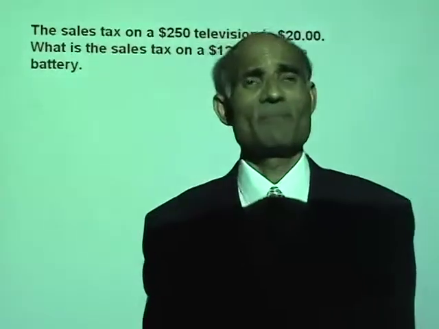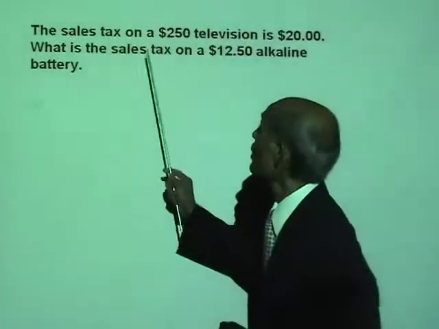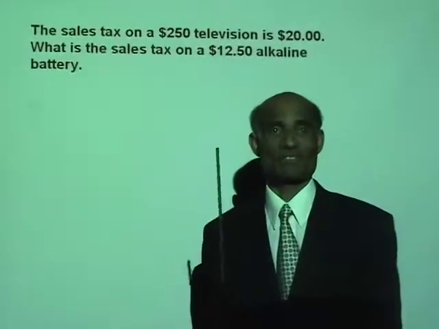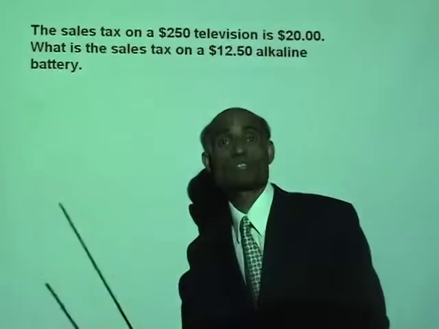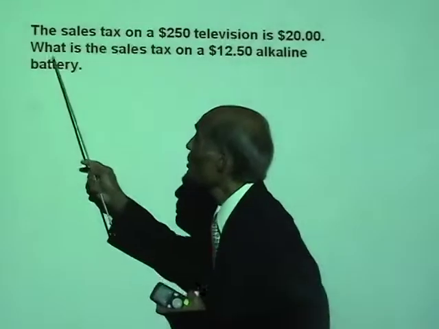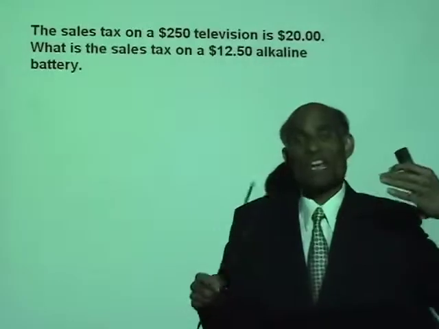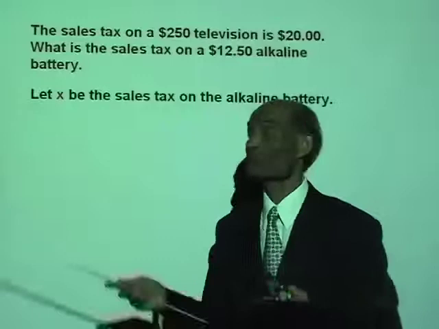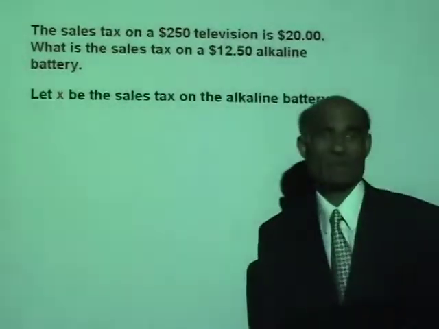Now what do you do here? Again, take a ratio. The sales tax on a $250 television is $20. What is the sales tax on a $12.50 alkaline battery? Well, the first step is you have been told what is the sales tax on the battery. Start by saying, let X be the sales tax on the alkaline battery.